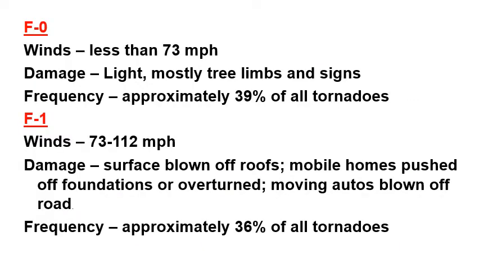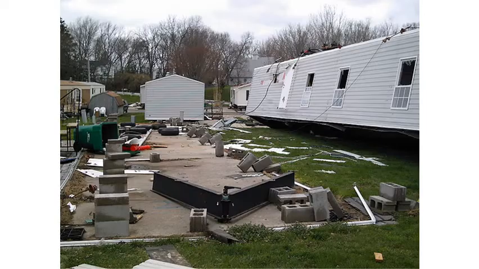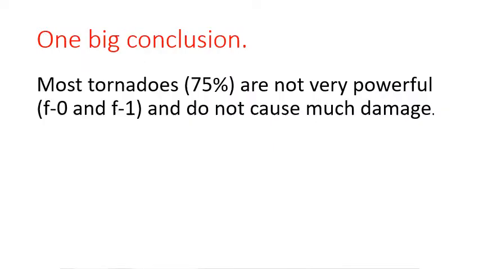Here's a brief summary of F0 and F1 tornadoes. This is what they do. An F0 or F1 tornado can be bad news for mobile homes. It can turn them upside down. It doesn't destroy them, but it moves them off their foundation. So a big conclusion here, and this is going to be question number 4 on the presentation: what percent of tornadoes are F0 and F1? That's 75%. And that means that most tornadoes are small and don't cause much damage.